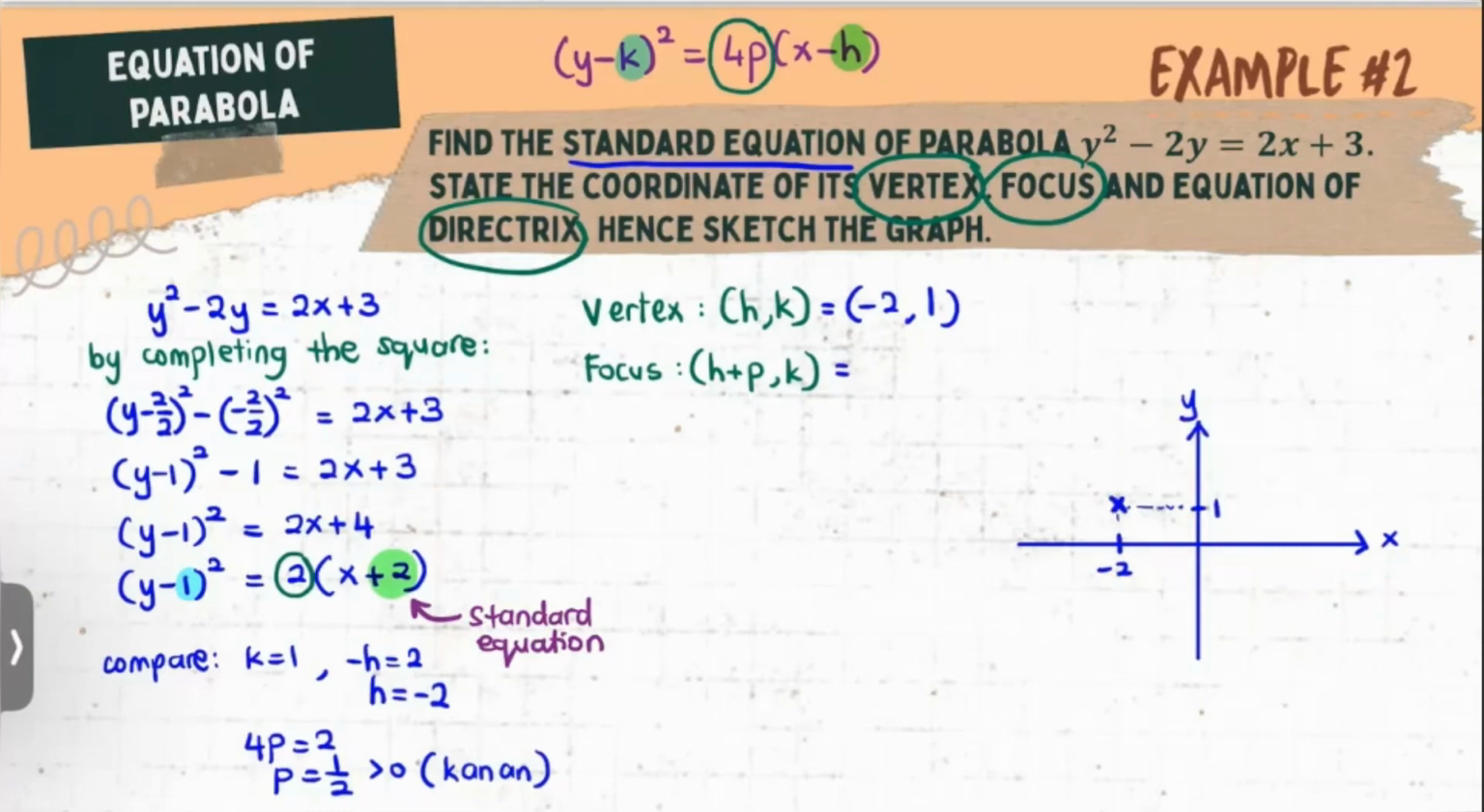So that's why the x is the one we add P to. That's why here it is h plus p, k stays the same. Negative 2 plus half, k stays. Negative 2 plus half is how much? Negative 3 over 2, 1. So this will be your focus, and the directrix is opposite to the focus.